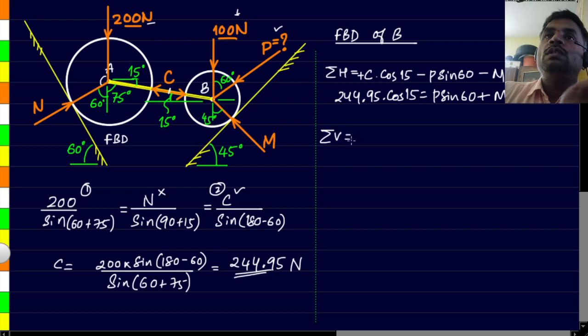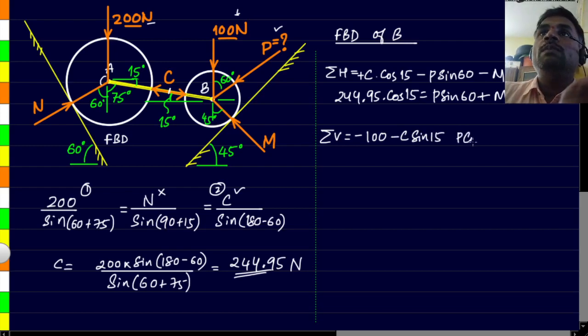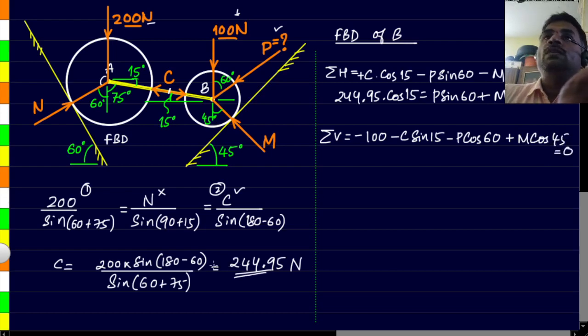Next we have to find sigma V, the sum of all the vertical components. The 100 newtons is already vertical, acting downwards, so it's going to be minus 100. Then the vertical component of C will be C sin 15, and it is also acting downwards, so it's going to be taken as negative. The component of P will be P cos 60, once again acting downwards, so it has to be taken as negative. The component of M, however, is acting upwards, so it's going to be positive, and the component is M cos 45. Now the total of this once again has got to be equal to 0.